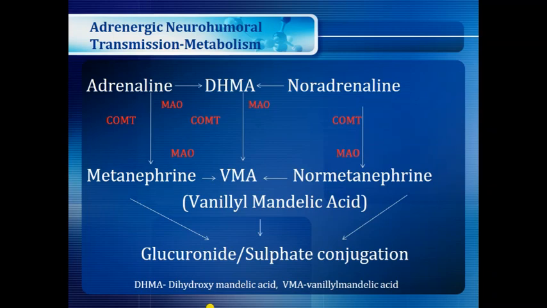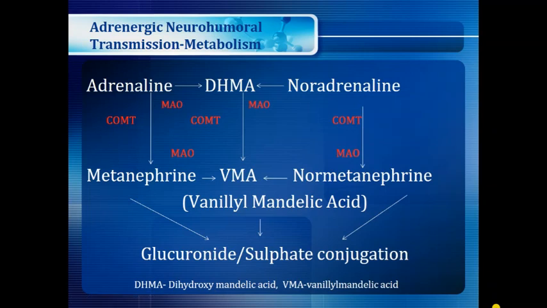Here is the metabolic pathway. Either adrenaline or noradrenaline will be acted upon by the COMT enzyme or MAO enzyme based on the site. They all will be converted into DHMA, which stands for dihydroxymandelic acid. This dihydroxymandelic acid is an unstable product and it will be converted into vanillyl mandelic acid. The other pathway is that noradrenaline is converted into normetanephrine and adrenaline is converted into metanephrine, and both of them will be further converted into vanillyl mandelic acid, which is considered the end product of neurotransmission in the adrenergic system.